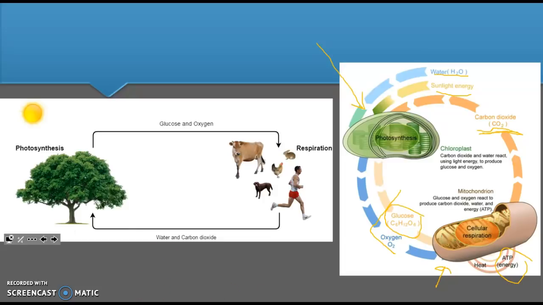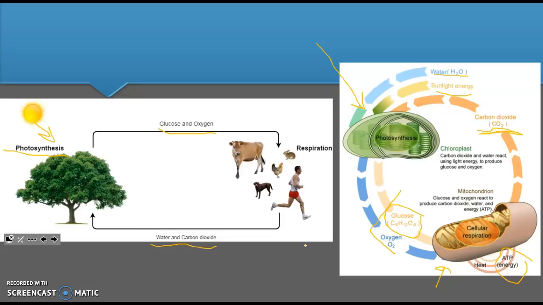If we look at this in the environment, we know that animals go through respiration. They're breathing out carbon dioxide and also creating water. Then photosynthesis uses the water and carbon dioxide along with sunlight energy to create sugar and oxygen. The oxygen can be released into the atmosphere for the animals to breathe in, or the oxygen can be used inside of the plant to go through cellular respiration. So it's just one giant loop going over and over and over again.